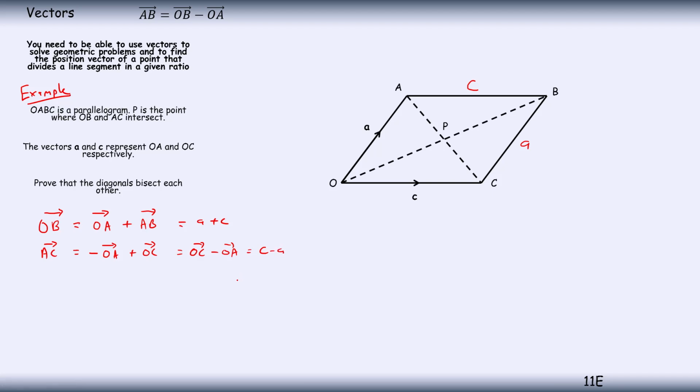Now if I look at the point P, the point P lies on the diagonal OB, but it's a fraction of it. So if I consider the diagonal OB, this implies that OP is a fraction of OB because they're parallel, traveling in the same direction. So let's call it lambda. It's lambda, a fraction of OB. But I know OB to be A plus C, so it's going to be lambda times A add C.